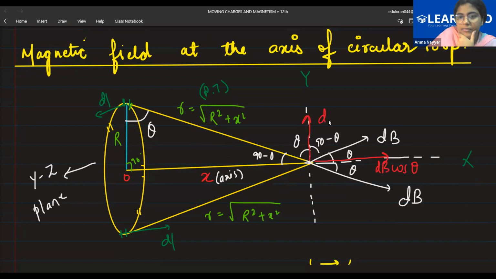Perpendicular one will become dB sin theta. Look at this one. If I resolve this, this will again become dB cos theta. Perpendicular one downwards will become dB sin theta. Now class, this is just for two opposite points which I have taken.